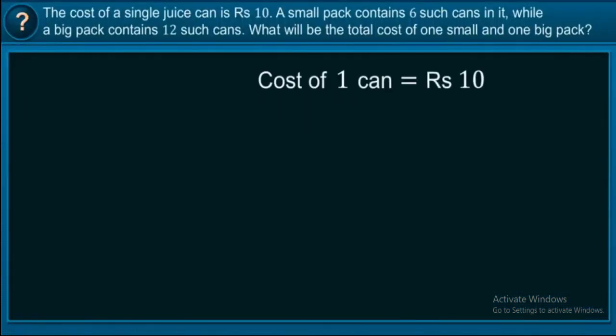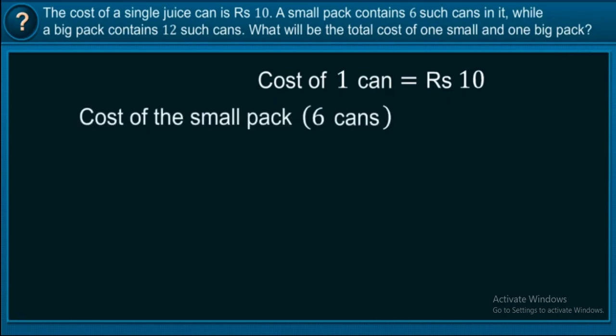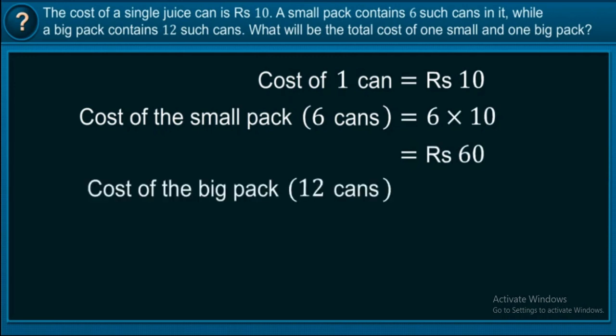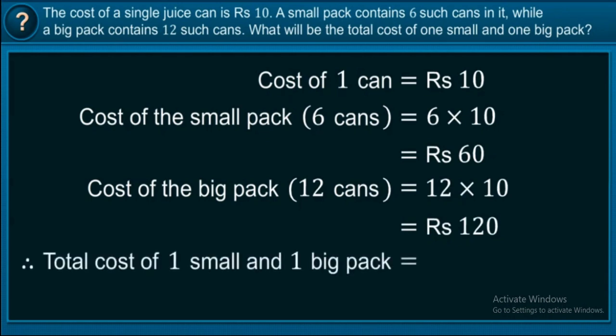The cost of one can is 10 rupees. The small pack contains 6 cans. Its cost will be 6 multiplied by 10, which is equal to 60 rupees. Similarly, the big pack contains 12 cans. Its cost will be 12 multiplied by 10, which is equal to 120 rupees. The total cost of both packs will be 60 plus 120, which is equal to 180 rupees.